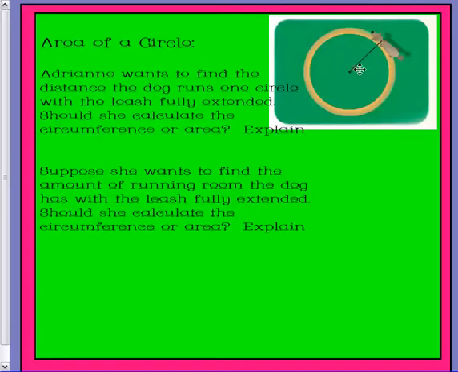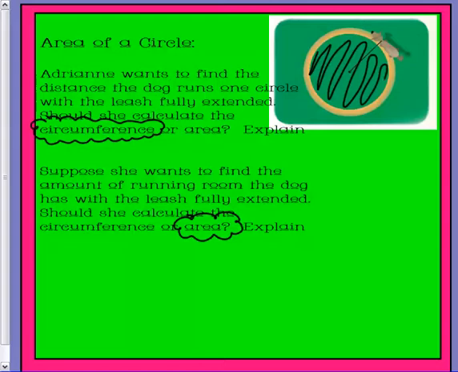If you look, the dog can go in this circle right here. So she wants to know this distance, which would be circumference. Why? Because it's measuring only the length of the circle. If she wants to figure out the amount of running room the dog has with the leash fully extended, she should calculate the area. The area is what takes up all this space. So if she wanted to find the running room that the dog would need, she would want to find the area.